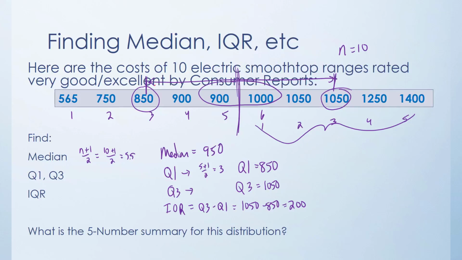And so one last thing, what's the 5-number summary for this distribution? Of course, it's the min, right? Q1, our median, oops, 950, I left a number out, our Q3, and our max.